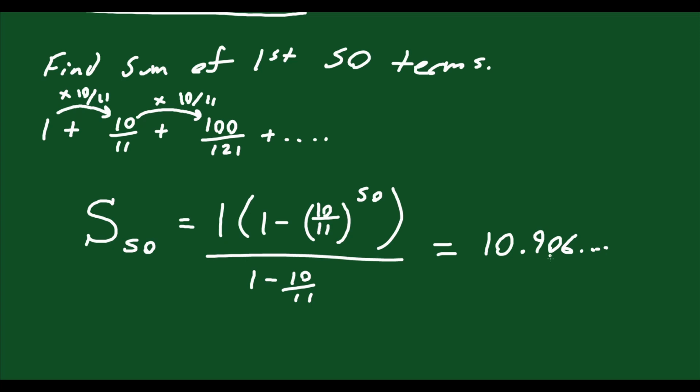It's going to keep going. So this is approximately your answer, right? Something like that. And if you wanted to, you could technically do this manually. You could type in the first 50 terms and add them together, although that would be a bit of a hassle, right? So that's why we use this equation.